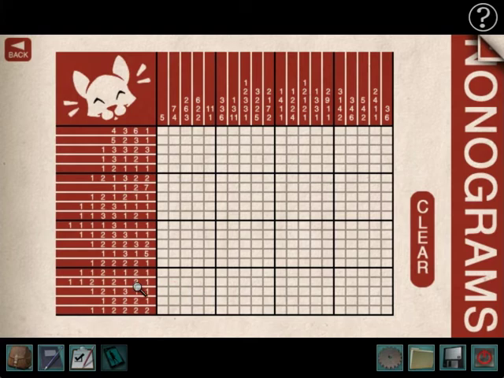1, 1, 2, 1, 2, 1, 2, 1. So that's 2, 4, 5, 7, 8, 10, 11, 12, 13, 14, 15, 16, 17, 18. Ooh, that's not good. Looking at some of the others, I'm just going to go through these one at a time. This is... yeah, that's not going to work. Nah. Yeah, this puzzle is insanity.